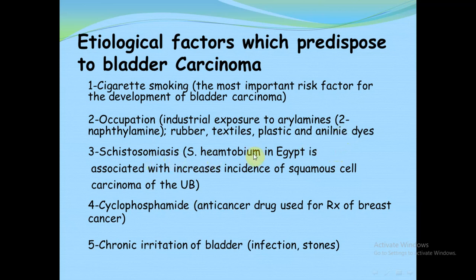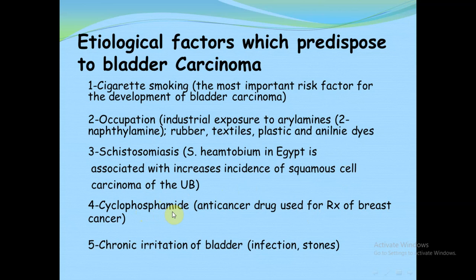Schistosomiasis like schistosome hematobium in Egypt is associated with increased risk of squamous cell carcinoma of the urinary bladder. طبعا هي همنا associated with increased risk of transitional cell carcinoma but also more with squamous cell carcinoma because of chronic inflammation, irritation, squamous metaplasia of the transitional epithelium. Then there will be malignant transformation to invasive squamous cell carcinoma.